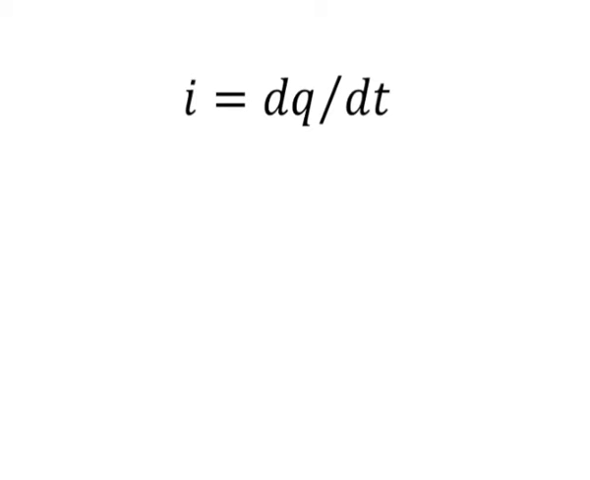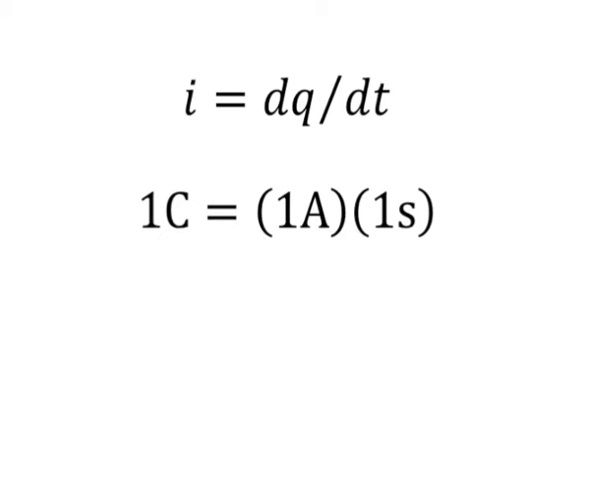Rearranging and replacing the symbols with their units, coulombs, amperes and seconds, we see that 1 C = 1 A × 1 s.